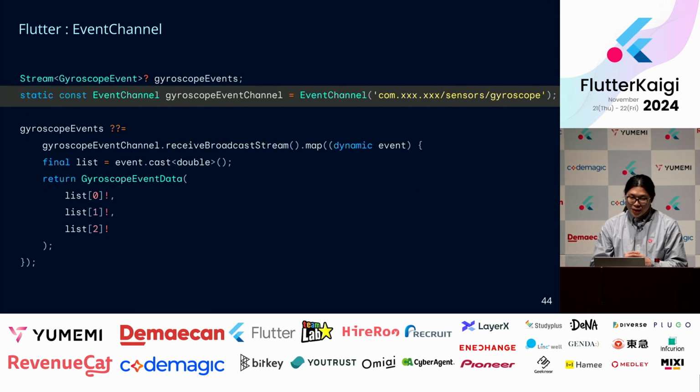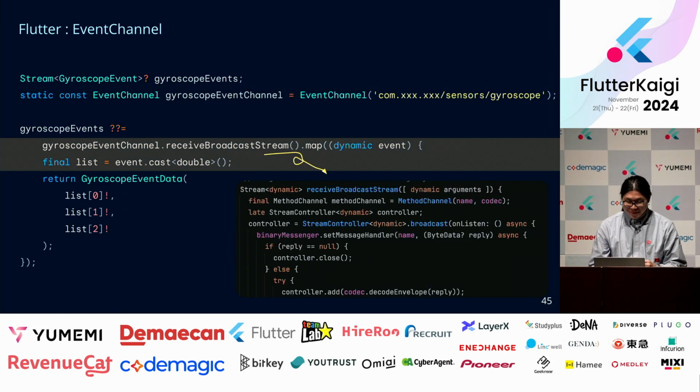To receive sensor data in Flutter, you define the event channel with the channel name and use the receiveBroadcastStream method to fetch the data. This covers the fundamental concepts for communication between Flutter and native code. Understanding this part will make it much easier to write platform-specific code.